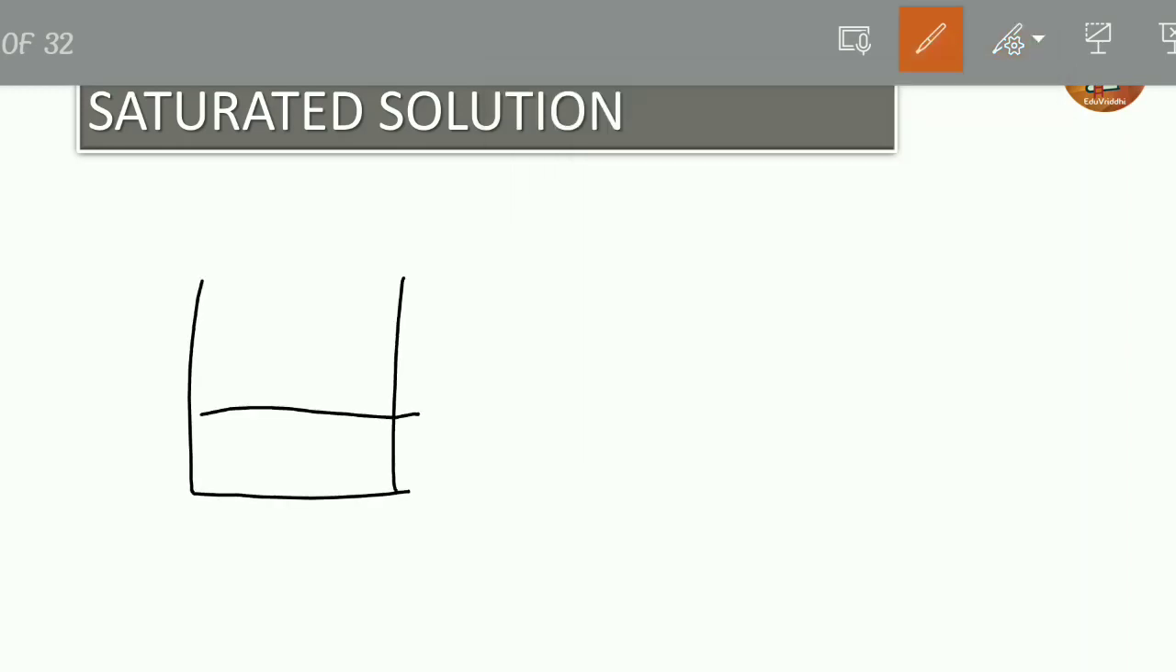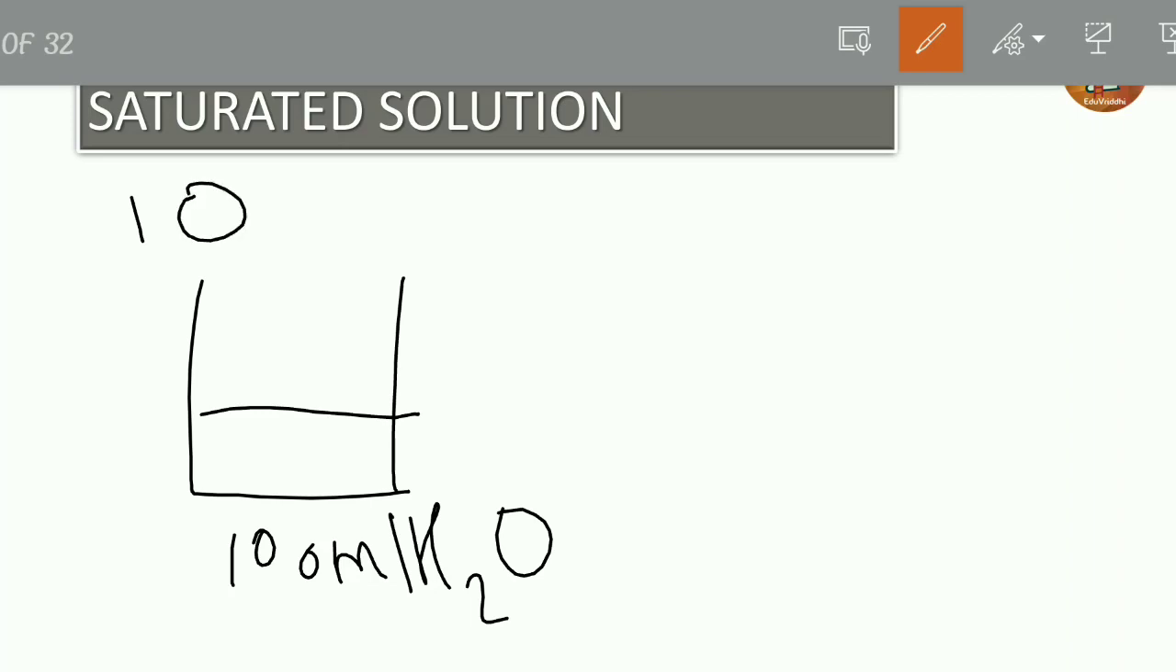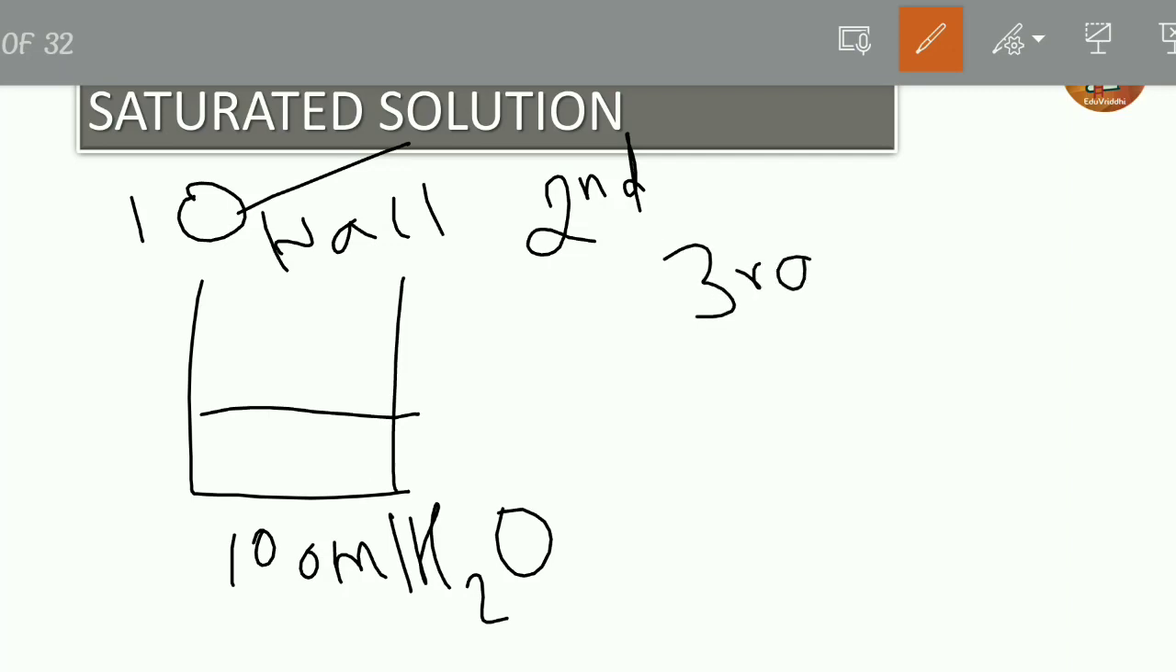So let me take, like the previous example, 100 ml of water. I am going to add 1 spoon of sodium chloride into this and dissolve it. Further, I am going to add a second spoon. It will also dissolve in this water. And when I add the third spoon, I feel like it is not dissolving in the given amount of water, and such a type of solution is called a saturated solution.